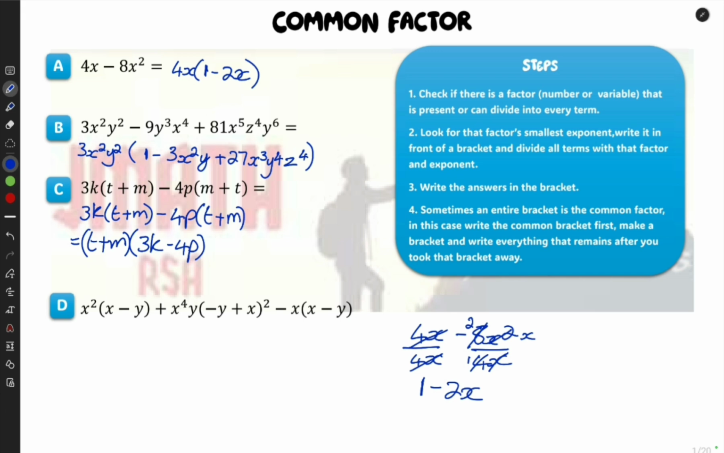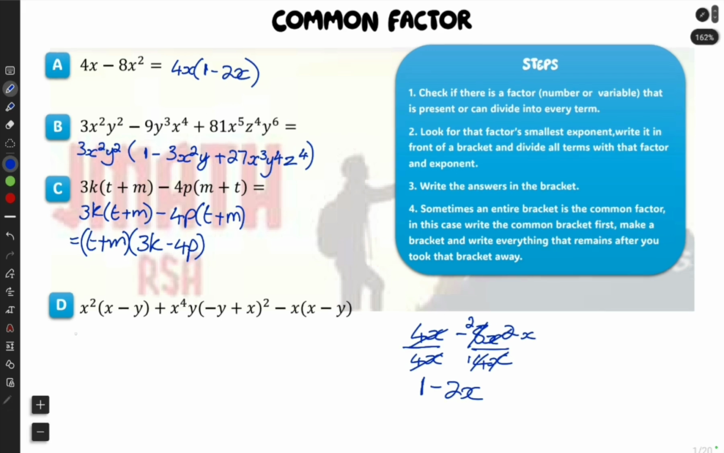There's nothing else common in any of the brackets, so that is my final answer. Question D. Okay, so now it gets a bit bigger, but it does not get more difficult. So in this case, I want the brackets to be x minus y. So the first one is correct. I can just leave it like that.